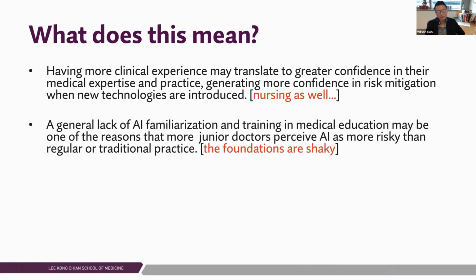I think that the fact that senior clinicians are more accepting as opposed to junior physicians, this could also point to a general lack of AI familiarization and training in medical education. And this is why junior doctors perceive AI as more risky than regular or traditional practice. So if you remember the Bloom's digital taxonomy, you remember the digital literacy forms the base layer. So it seems that younger doctors, who are fresh into practice, view these technologies with a lot more apprehensiveness.